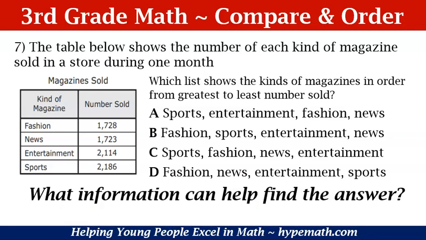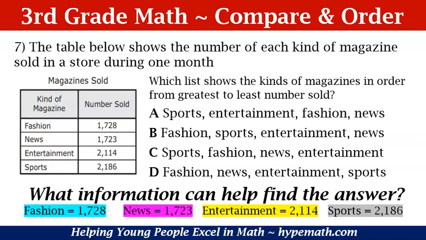What information can help us find the answer? The information that can help us find the answer is the magazine and also the number of magazines that were sold. So again, for fashion, we have 1,728. For news, it's 1,723. Entertainment, 2,114. And for sports, it's 2,186.